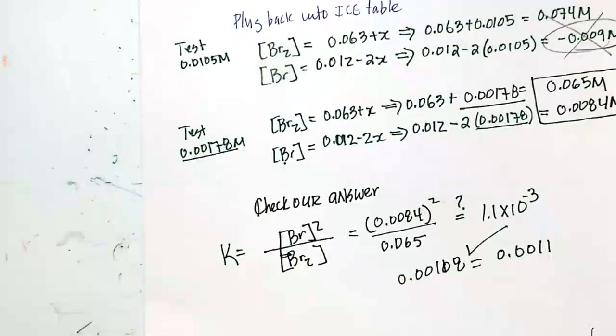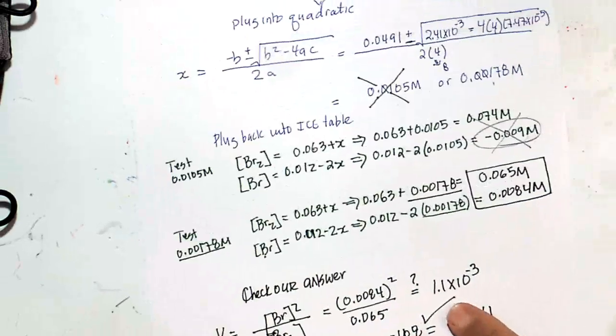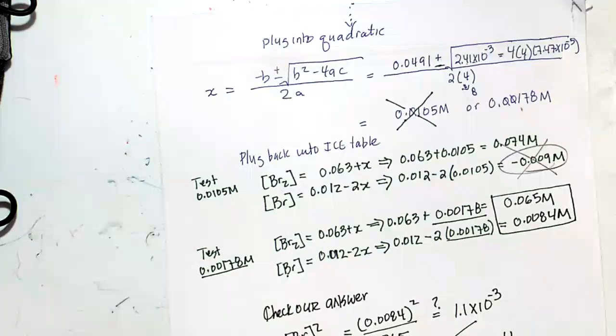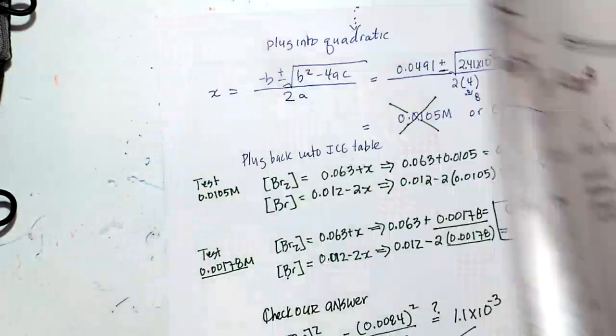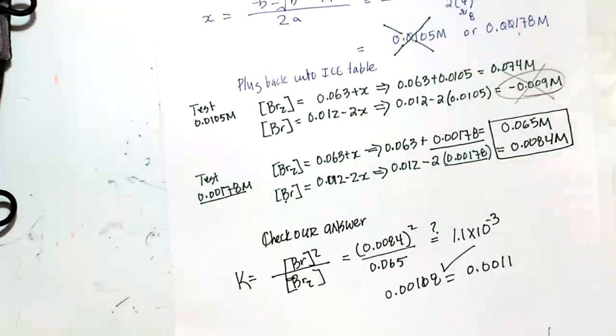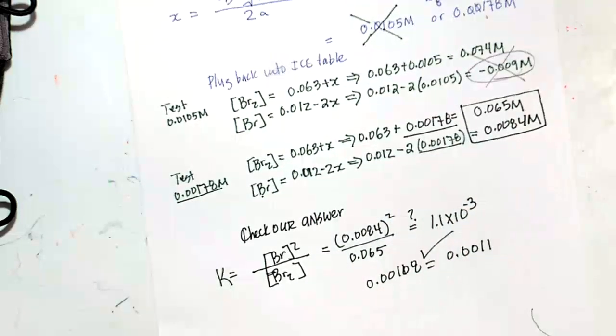So this is how you do a little bit more difficult ice table problem where you have to do the quadratic. But you will not have the quadratic on the exam. This is something I can assure you. So check out this problem, how long it took: one whole page, and then another whole page. Anyways, this is the right answer, and this is how you use the ice table.